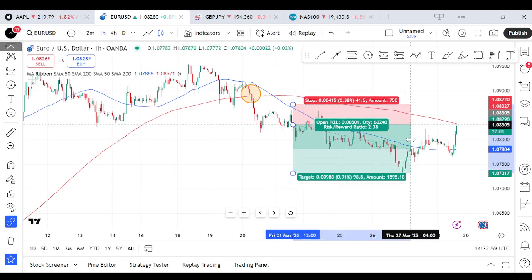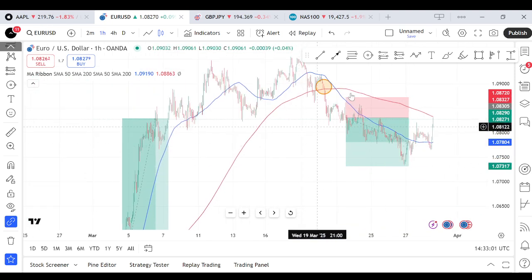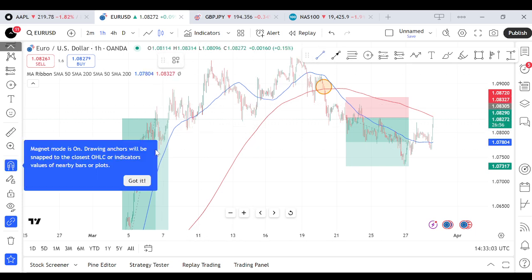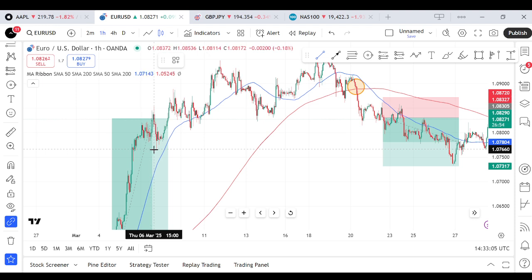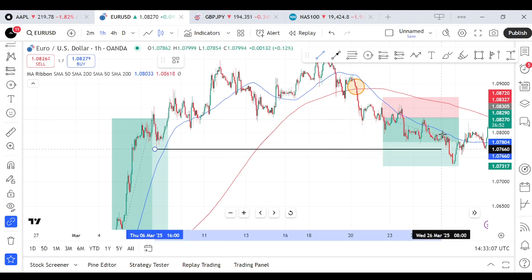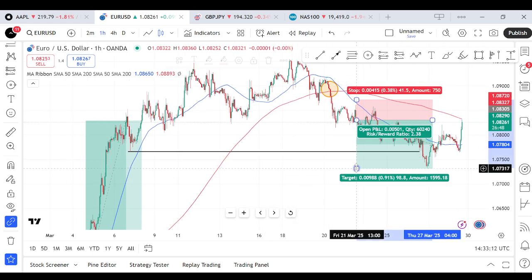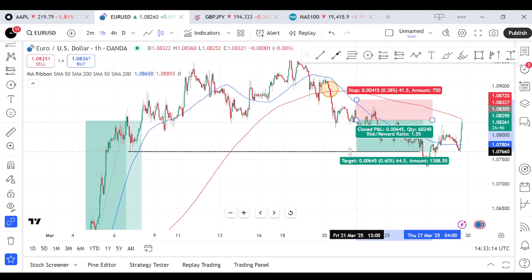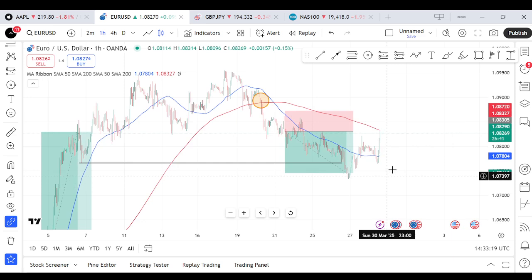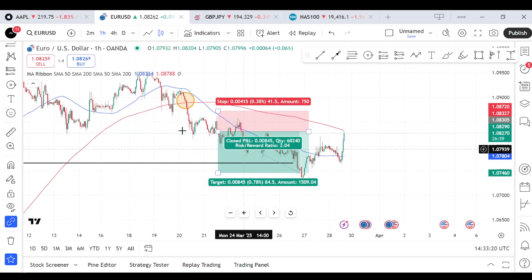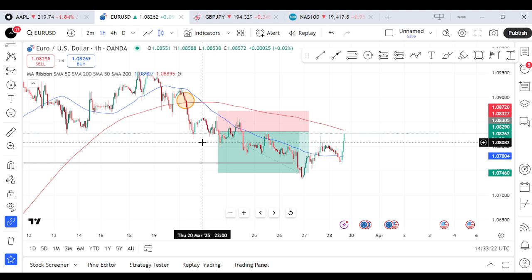Now for my targets, remember, my take profit targets should be at support levels, significant support levels like this one. So this is where I could set my take profit at 1:1.5, or I could just set it at 1:2 for my take profits. Now that is how you could use the EMA bounce strategy.